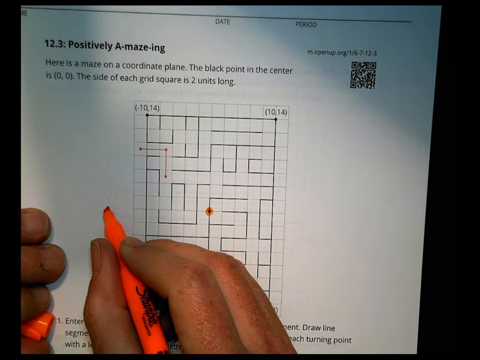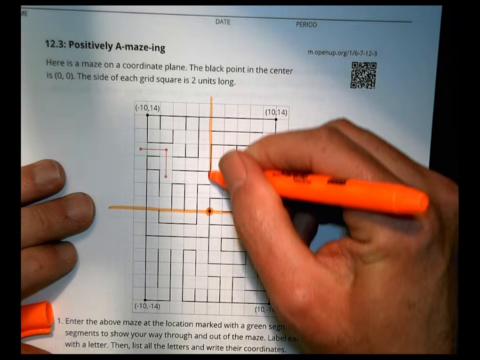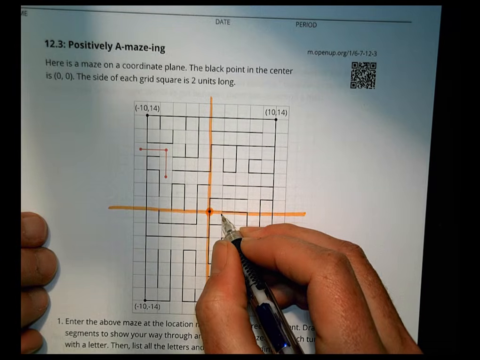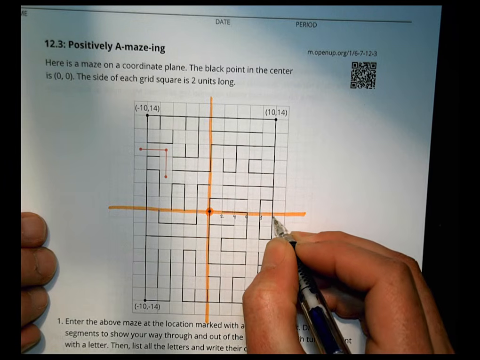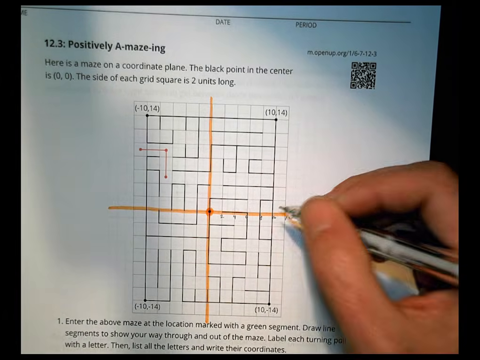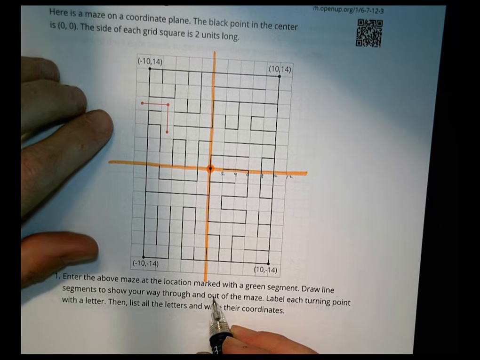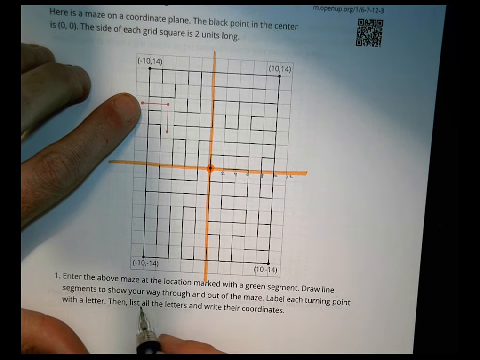So I'm going to go ahead and draw this x-axis through there just to help me visually see what's going on. I'm going to draw my y-axis through there, again, just so I can see what's happening here. And everything is 2. So this point right here is 2. This is a 2 and a 4, 6, 8, 10, and out here is 12. So you can see over here this is the 10 on the x, which matches there. So just make sure you've got an idea what's going on. It says enter the above maze at the location marked with a green segment. Draw line segments to show your way through and out of the maze, and label each turning point with a letter. Then list all the letters and write the coordinates.